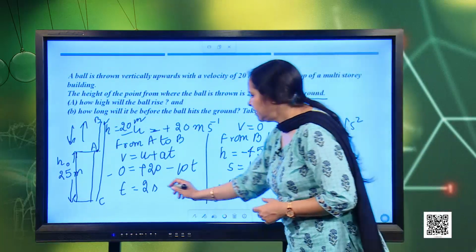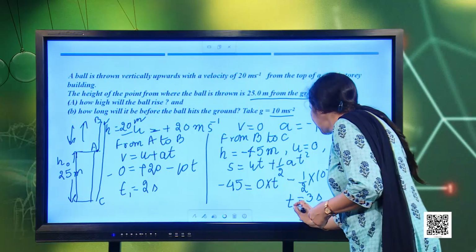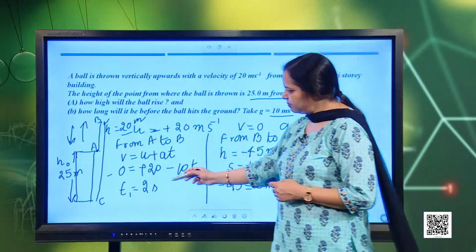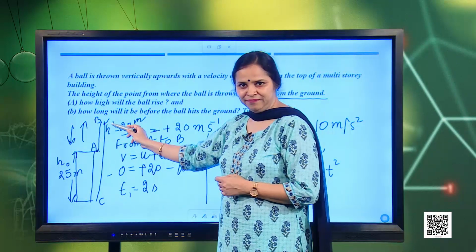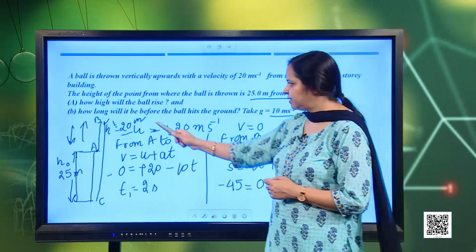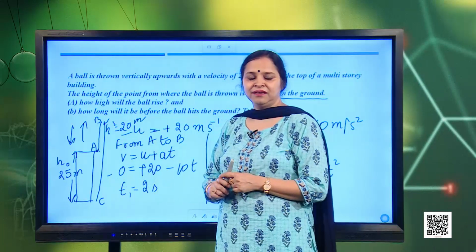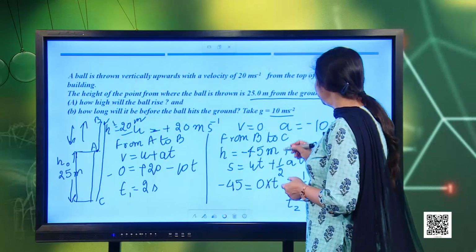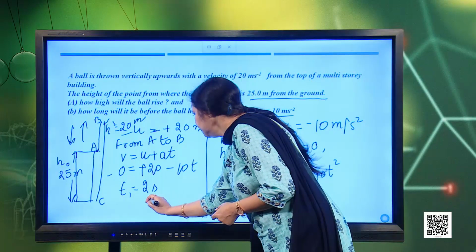So let me take this time as T1 and this time as T2. T1 is the time taken by the ball to reach from A to B, and T2 is the time taken by the ball from B to C. So how much is the total time? The total time will be T1 plus T2.